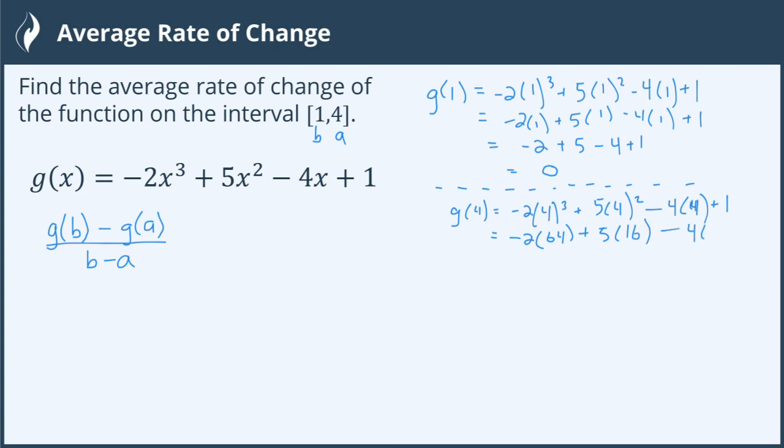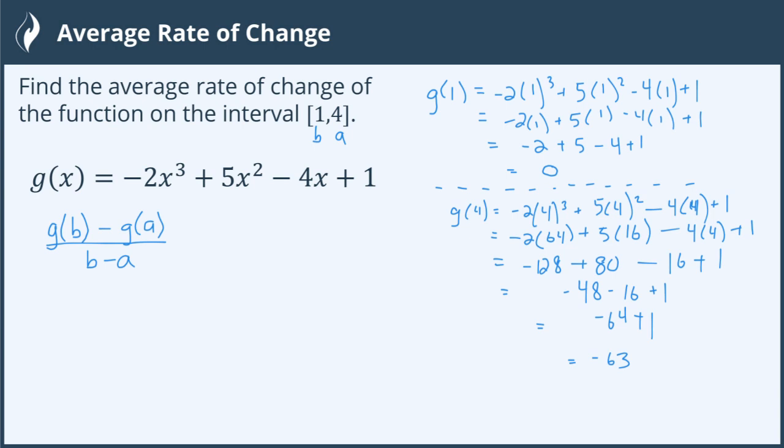And now I've done all my exponents. Next step would be to do multiplication. So -2 times 64 would be -128. 5 times 16 gets me 80. 4 times 4 is 16, and I'm subtracting that, and then plus 1. So now let's add and subtract left to right. -128 plus 80 is -48. Now -48 minus 16 is -64. And then I'm going to add 1, so I end up with -63.